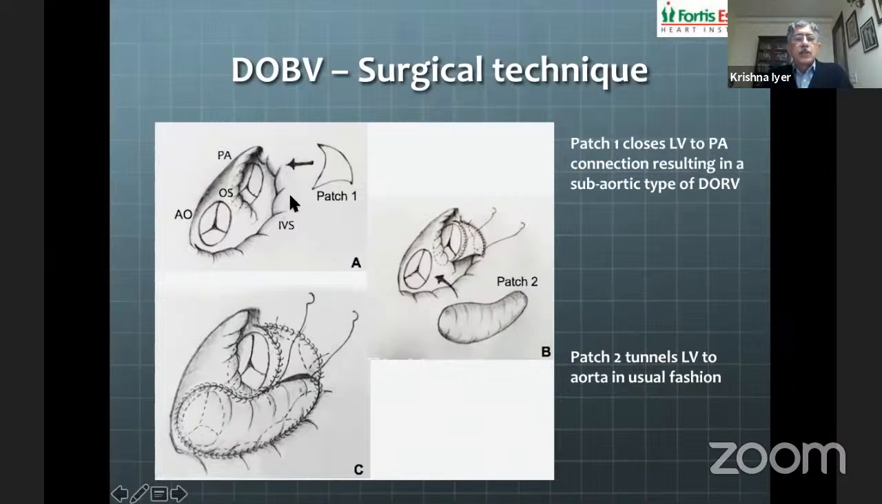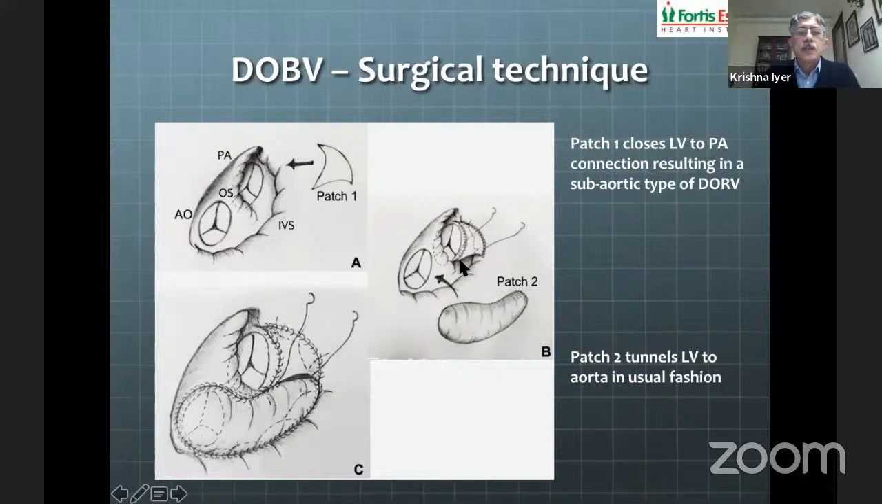So the surgical technique evolved, and we thought the most logical way to do it was with two patches. The first patch is a triangular patch, which was interposed between the crest of the distal interventricular septum and the posterior margin of the pulmonary artery. That in effect closed the path from the left ventricle to the pulmonary artery, allowing the right ventricle to be connected to the pulmonary artery.